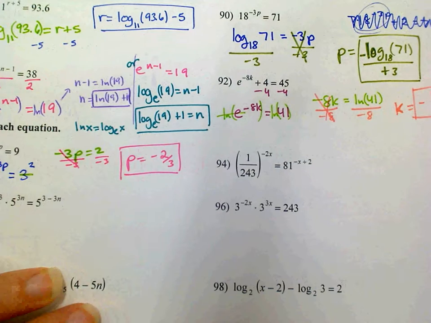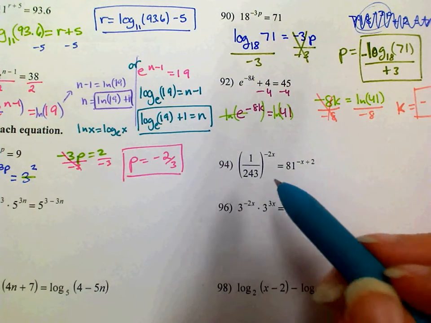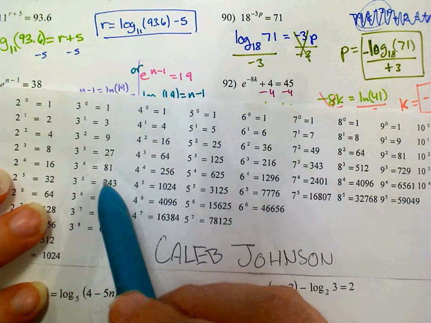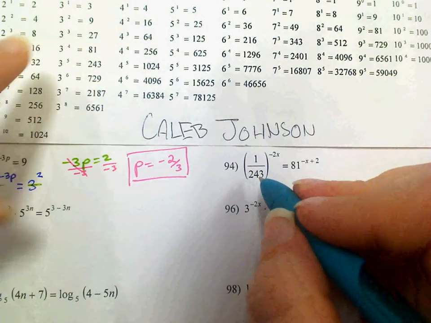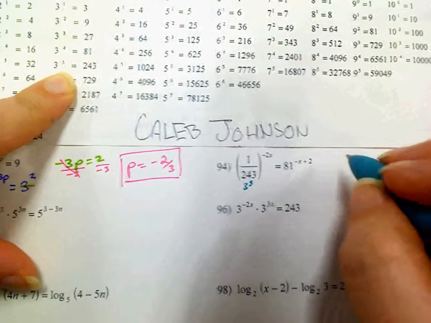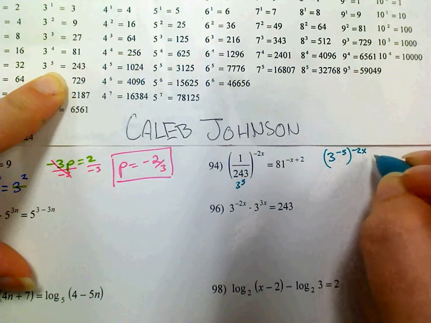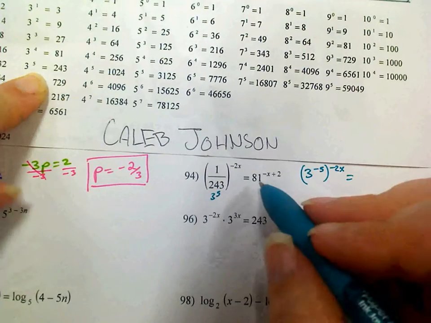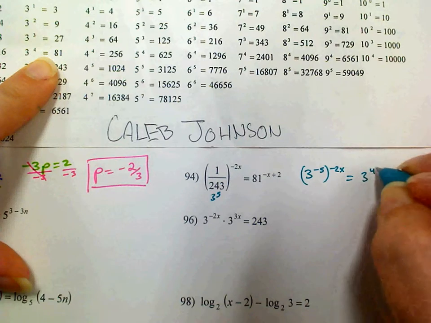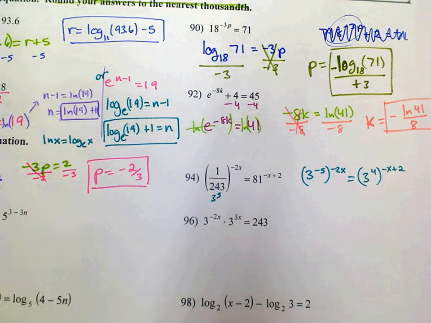Okay. Number 94. 243 and 81 are both powers of 3. So what I'm going to say is 243 is 3 to the 5th, but I'm going to bring it up as a negative power. So that is 3 to the negative 5 to the negative 2x equals. And then 81 is 3 to the 4th. So 3 to the 4th to the negative x plus 2. Now, the bases of 3 are equivalent now.